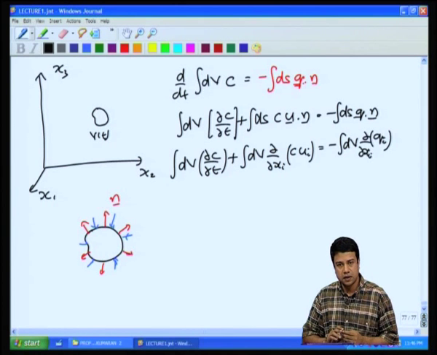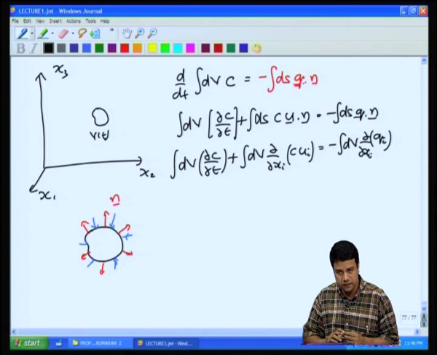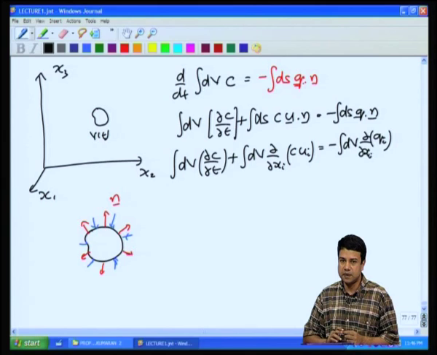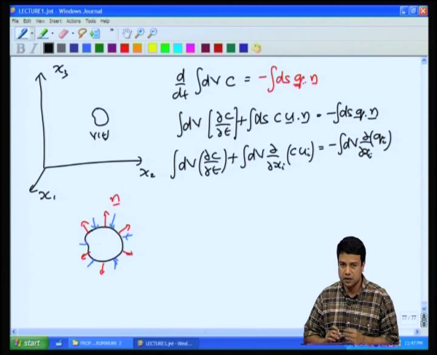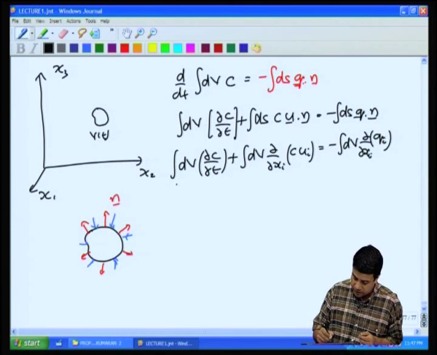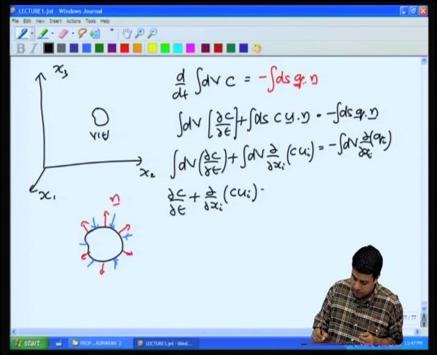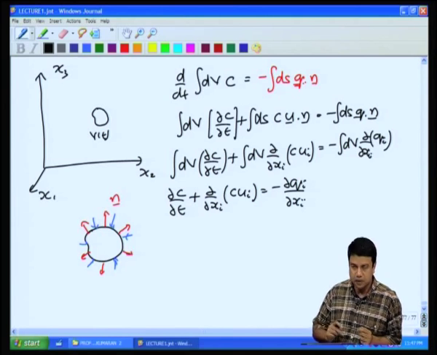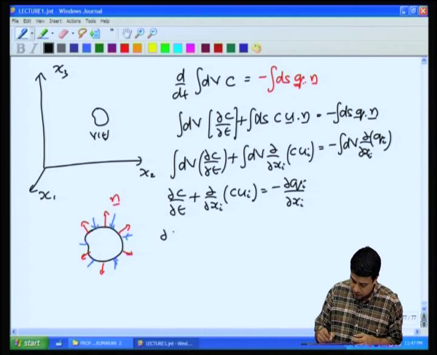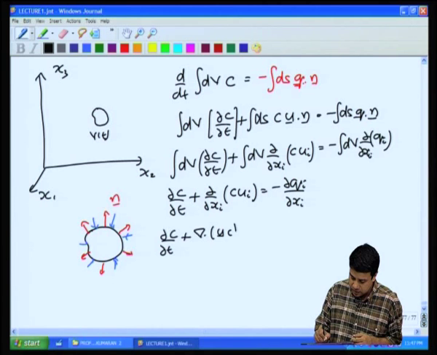Okay. And this has to be true for each and every differential volume. That means it has to be true at each point in space, and therefore, the concentration equation becomes partial c by partial t plus the divergence of uc is equal to minus partial q i by partial x i, or dc by dt plus del dot uc is equal to minus the divergence of q.